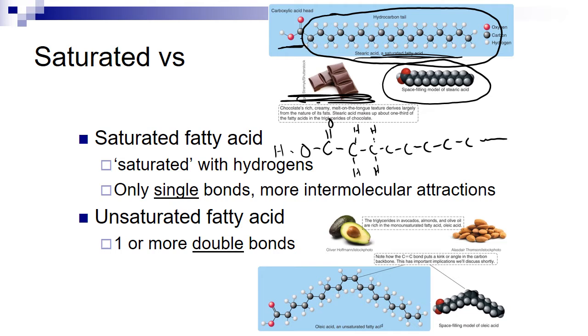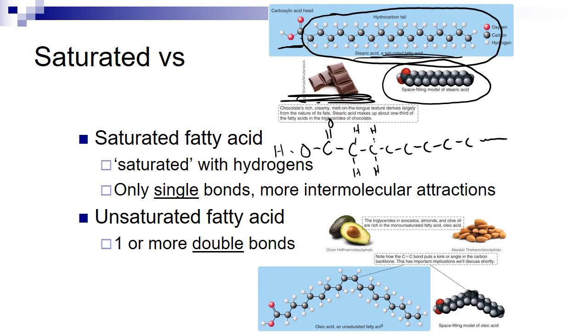On the bottom, we have our unsaturated fatty acid that we want to talk about. Unsaturated means that it's not full of those hydrogens. We could add more hydrogen if we needed to. And the reason we're able to do that is that it has a double bond. So 1 or more double bonds. So if you have a polyunsaturated, it has more than 1 double bond.